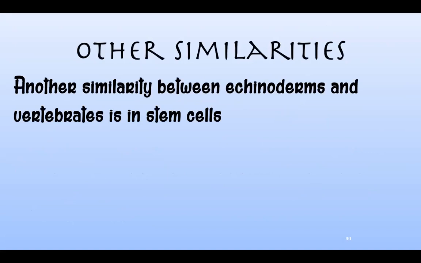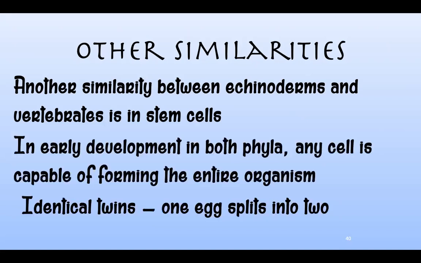Another similarity between the echinoderms and the vertebrates is in their stem cells. If you don't know, stem cells are the original cells that form shortly after fertilization. And these are undifferentiated cells, which means they have the potential to become any type of cell. They can become a hair cell, a heart cell, liver cell, skin cell, whatever. In early development in both phyla, so this is both echinoderms and vertebrates, any cell is capable of forming the entire organism. For identical twins, you have one egg that splits into two.